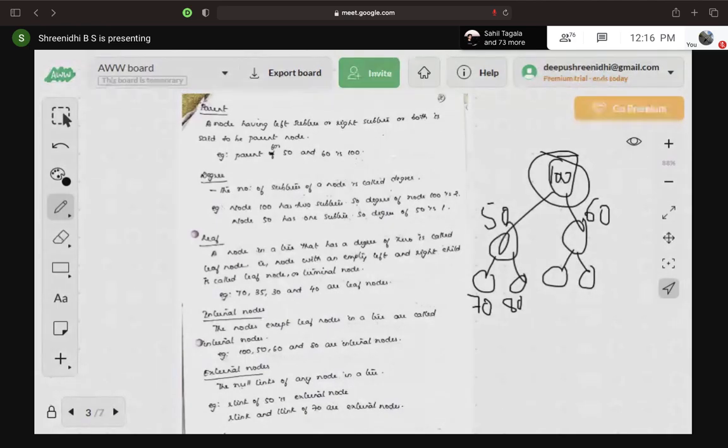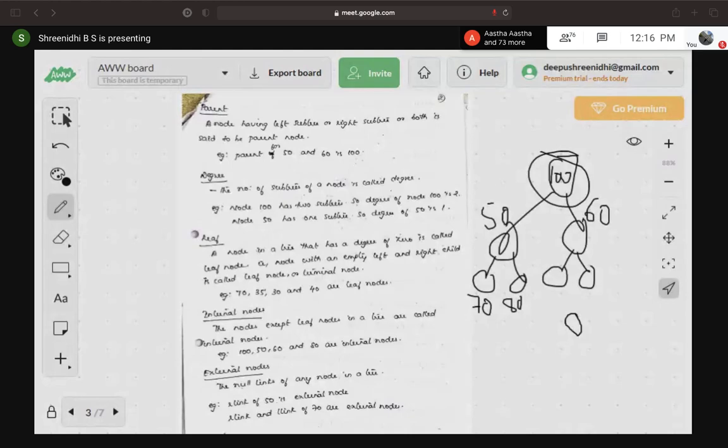A node in a tree that has a degree 0 is called a leaf node of a tree. A node with an empty left and right child is called a leaf node or a terminal node. That is, a tree node which does not contain any children, we call it a leaf node.